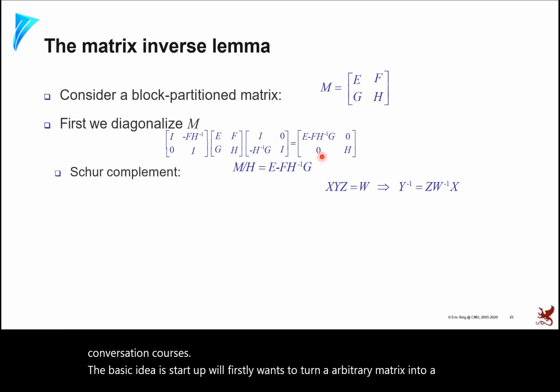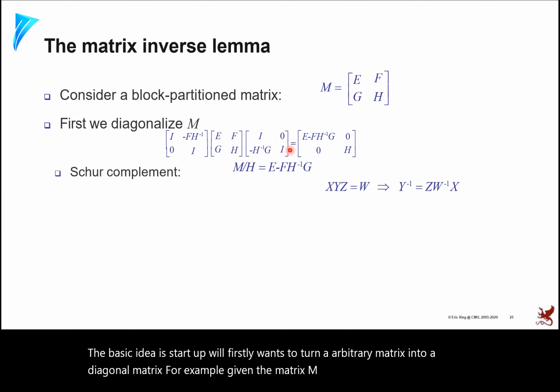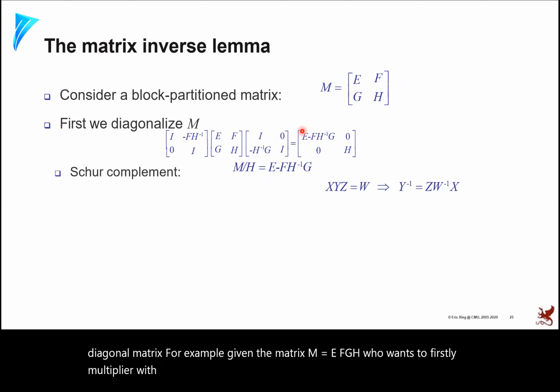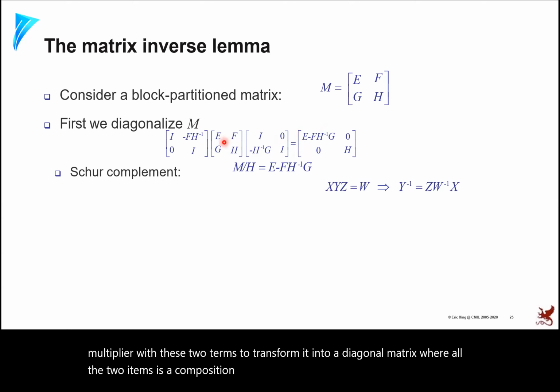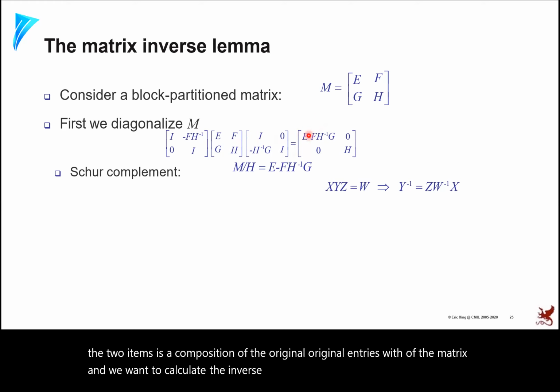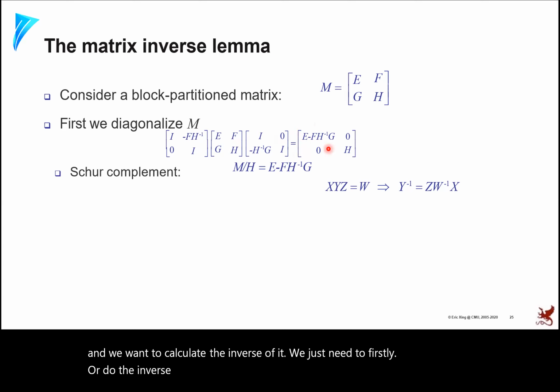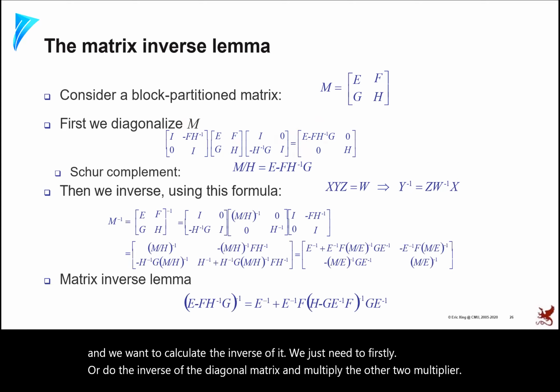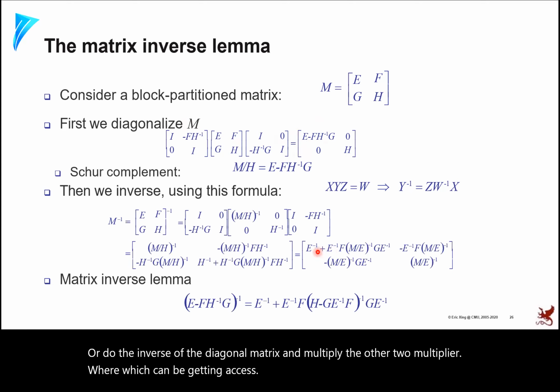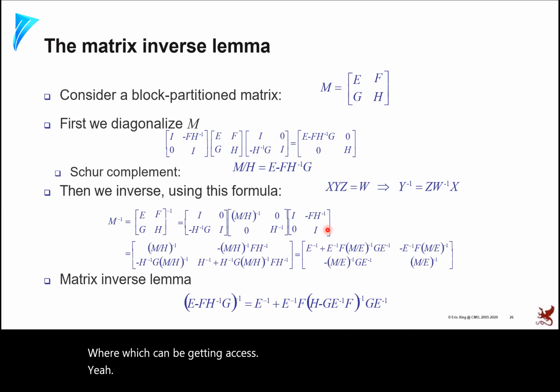For example, given the matrix M equals E, F, G, H, we first multiply it with these two terms to transform it into a diagonal matrix where the two items are a composition of the original entries of the matrix. And when we want to calculate the inverse of it, we just need to first take the inverse of the diagonal matrix and multiply by the other two multipliers, which can be obtained like this. For now, we can just assume that this is a tool for us to calculate the inverse.